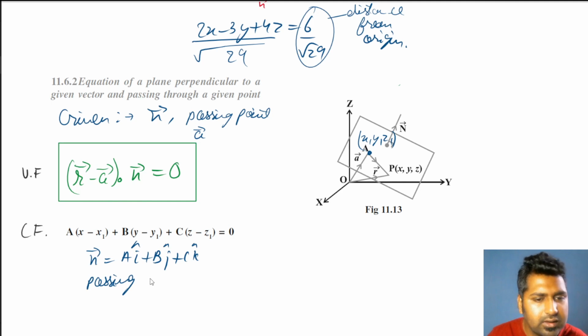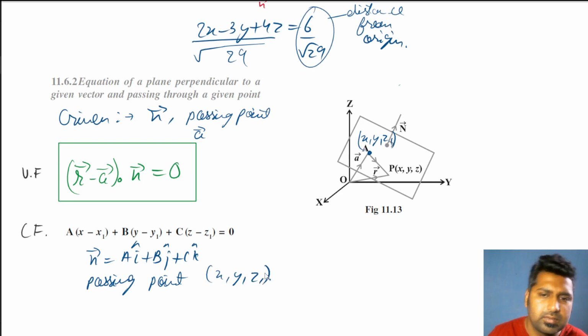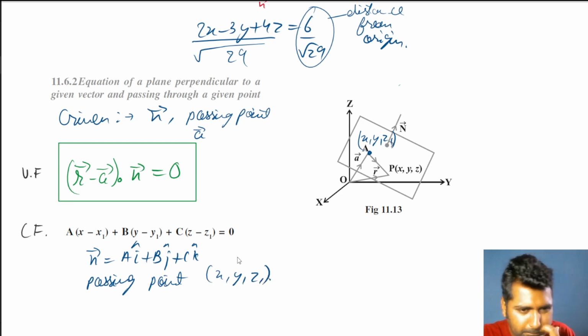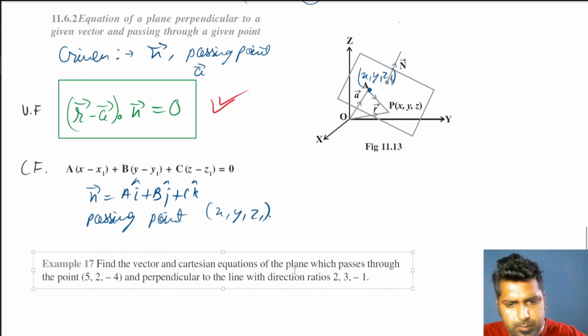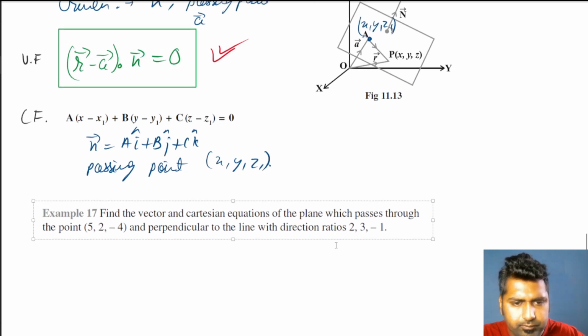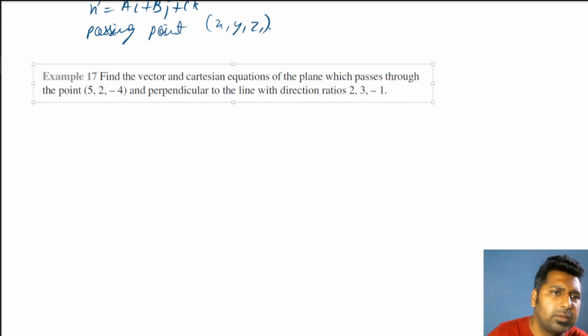The passing point is x1, y1, z1, the components of a vector. So I've shown you this, but learn this only. If it is required for the Cartesian form, we'll convert it using the same idea. Let's see a question. It won't take too much time. If you understand the concept, it'll be fast.